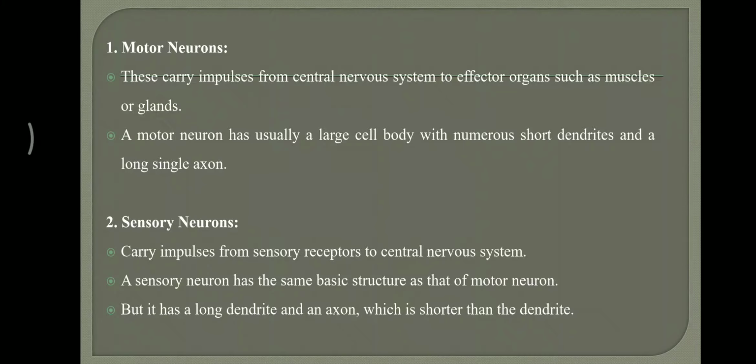Here, from the sensory receptors, from the sense organ to the central nervous system. The structure of sensory neuron is almost similar to the structure of motor neuron. It has the same basic structure as that of motor neuron, but it has a long dendrite and an axon which is shorter than the dendrite.